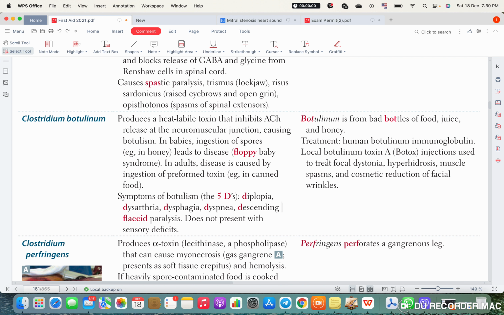Okay, good. So, they write, in babies, ingestion of the spores in honey can lead to the disease. But in adults, it must be toxin. So in babies, it's the spores. In adults, it's the toxin. I'm an adult. Why is it okay for me to eat the spores? Why can the spores not give me the disease?